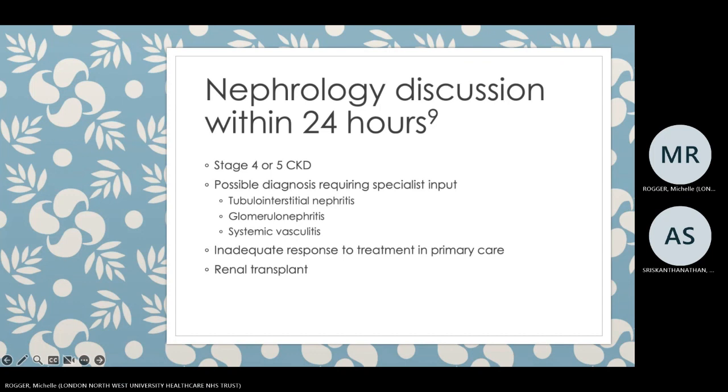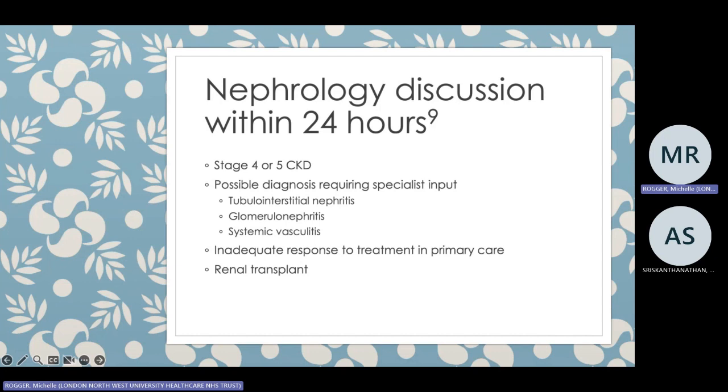So when would you discuss with renal? In this case, it'd be within 24 hours, so it's very urgent. If someone's known stage 4 or stage 5 CKD, you'd want to discuss it with them because they've already got quite poor baseline renal function. If you're worried about one of the specialist diagnoses, so tubulointerstitial nephritis, glomerulonephritis, and systemic vasculitis, where you need that specialist input, you discuss with renal.